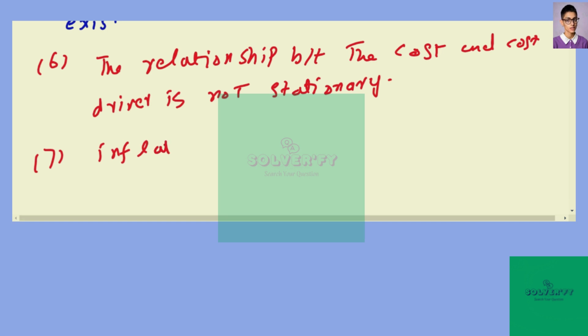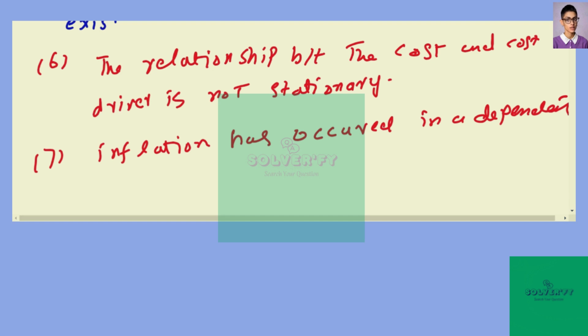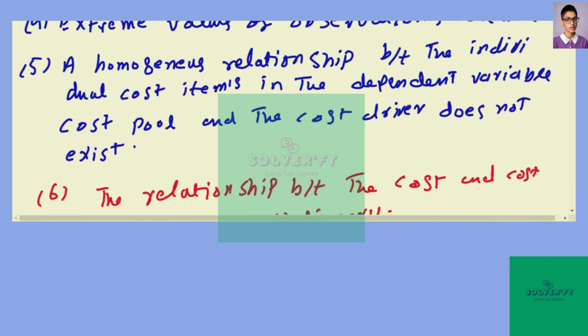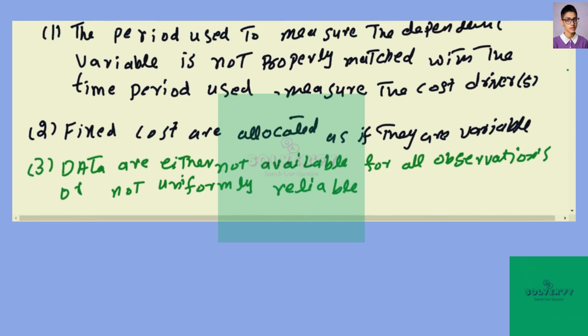And the seventh one is inflation. Inflation occurs in the dependent variable, and the cost driver, or both, right? So these are the seven frequently encountered problems when collecting data.